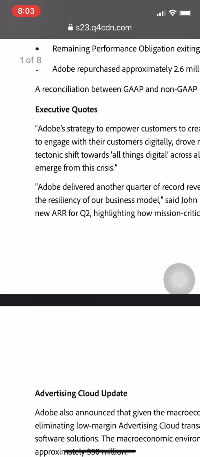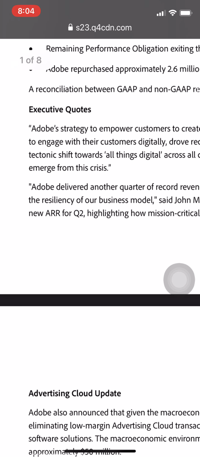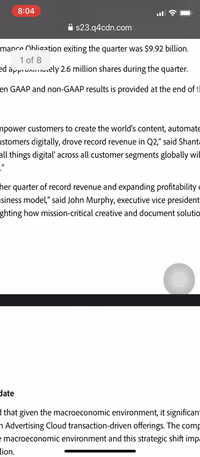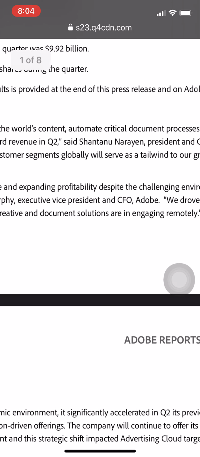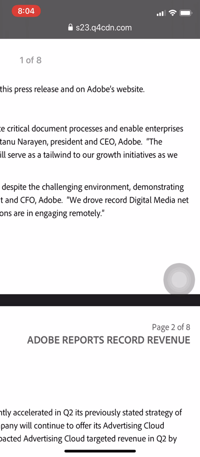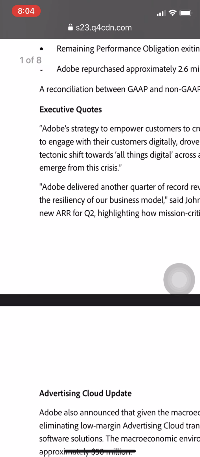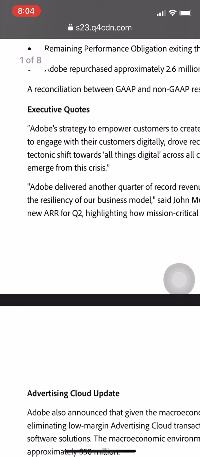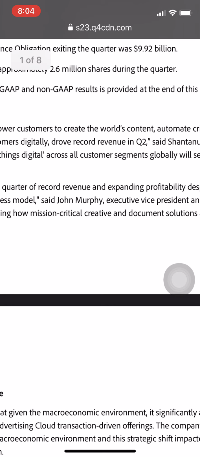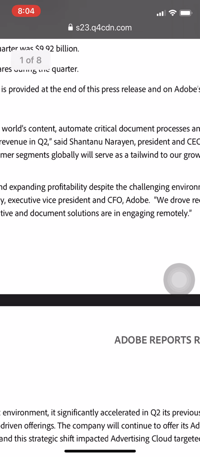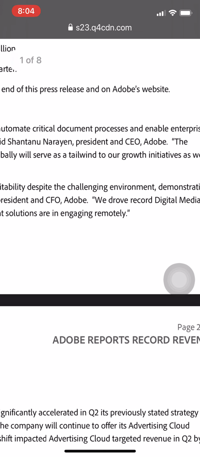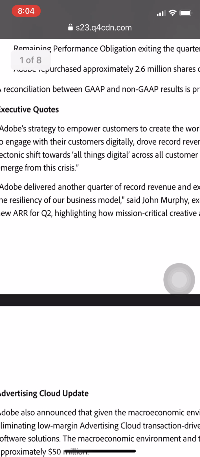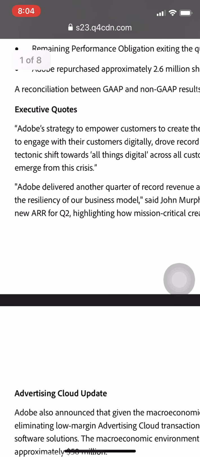And some quotes from executives, overall very positive. You can see Adobe's strategy to empower customers to create the world's content, automate critical document processes, and enable enterprises to engage with their customers digitally drove record revenue in Q2. And that was from the president and CEO of Adobe. So good to see that he's optimistic about the company.